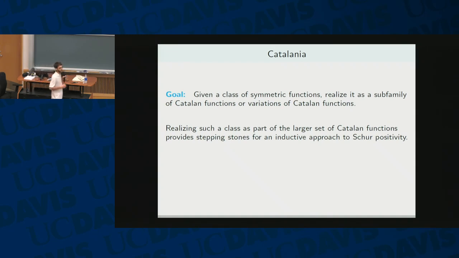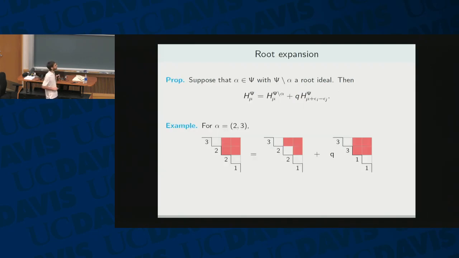Okay, so I'm now going to tell you about a specific implementation of this idea. This idea we call root expansion. We later learned that this idea first appeared in the work of Buch, Kresch, and Tamvakis in a different setting, on Schubert calculus of the orthogonal and symplectic Grassmannians. So maybe that's all the more reason to believe that this is an interesting approach. Okay, so here's what happens.